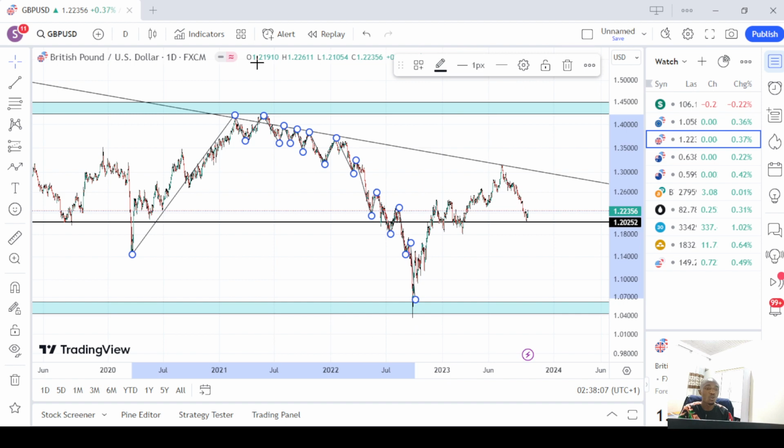From this zone to this zone, it's basically the market structure of a bearish trend, which is a lower high, lower low, lower high, lower low, lower high, lower lows formation. That's how it works. That's how the market flows.